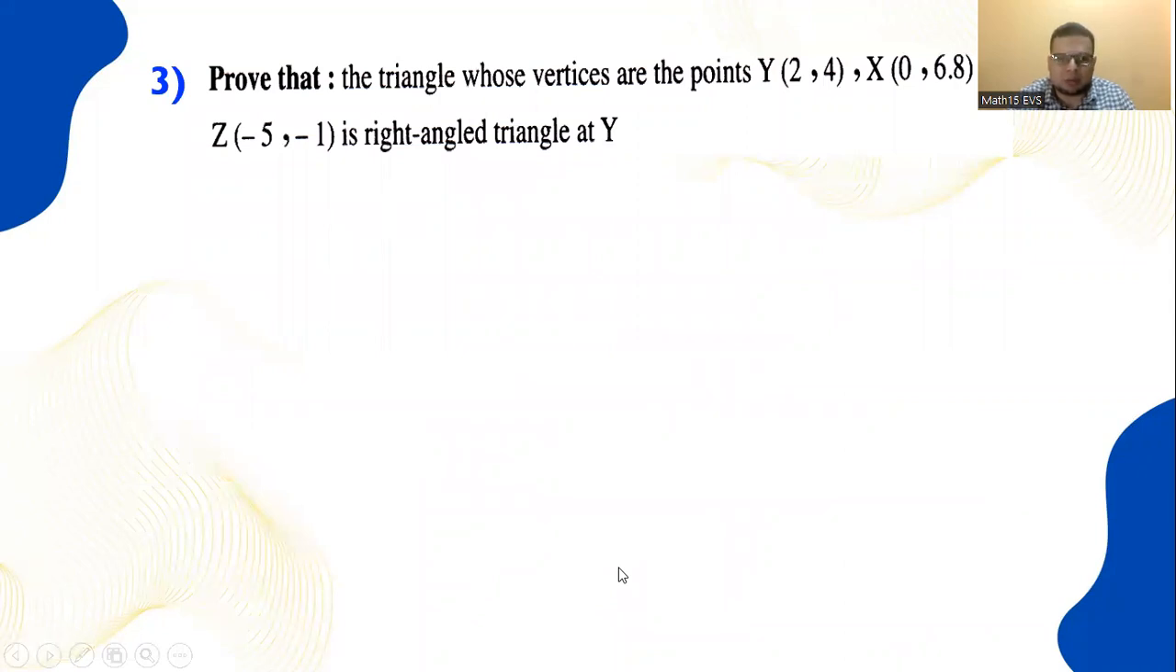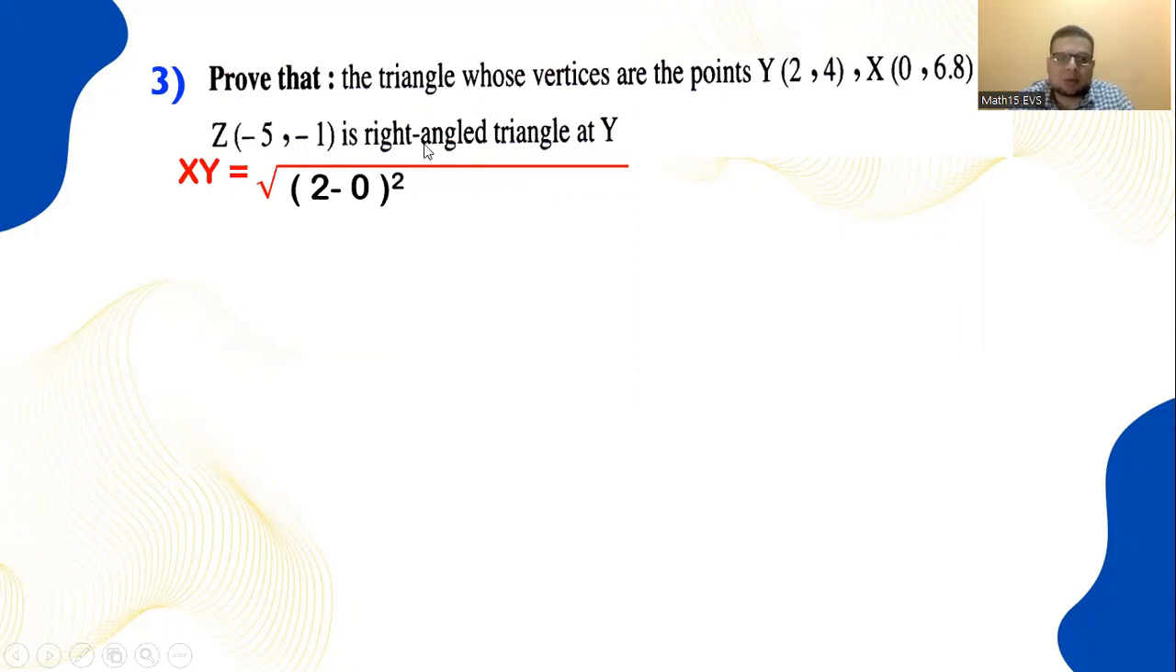Now it's a problem. Question number 3. Prove that the triangle whose vertices are the points X, Y and Z is a right-angled triangle at Y. I need to prove it is right at Y. So you will find the distance, or the length, of each side: XY, YZ and XZ.